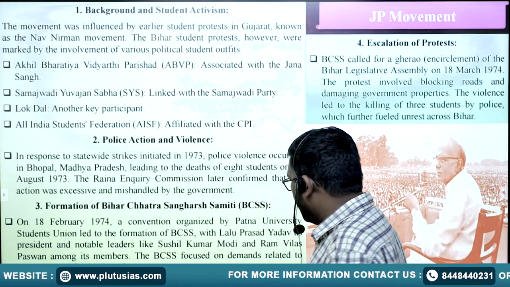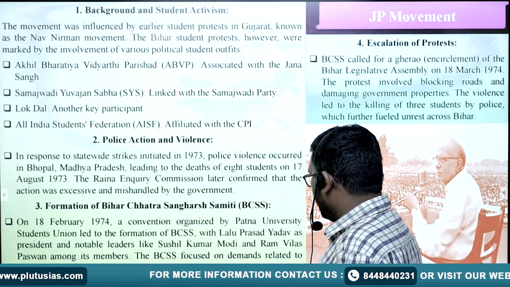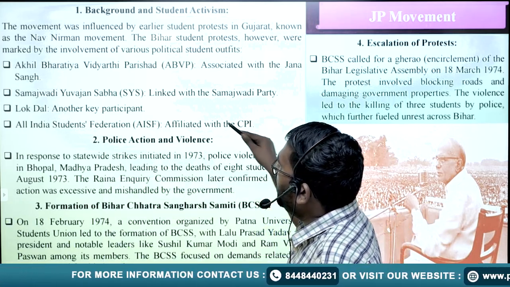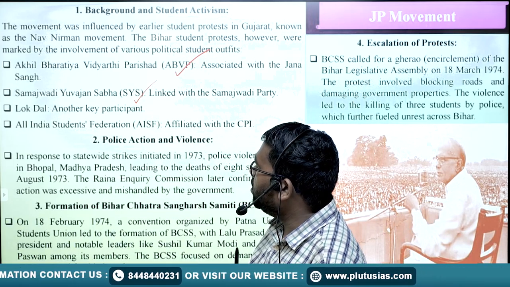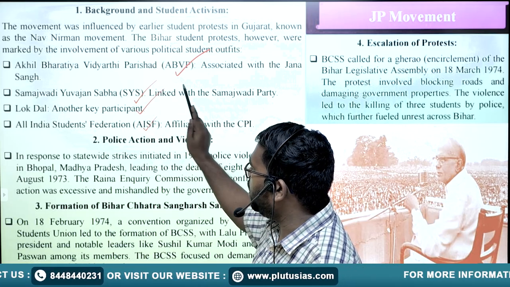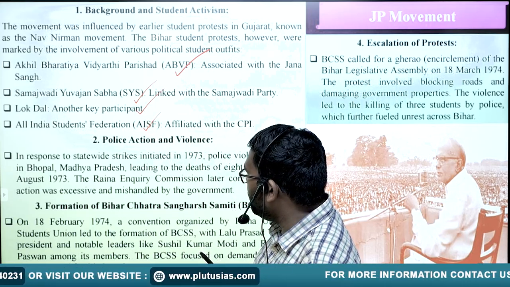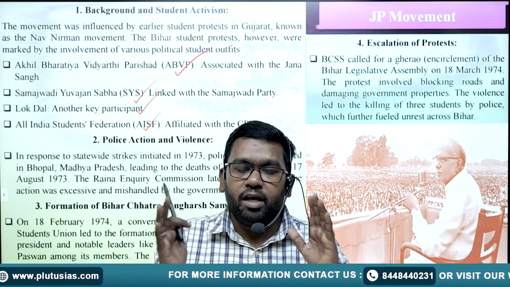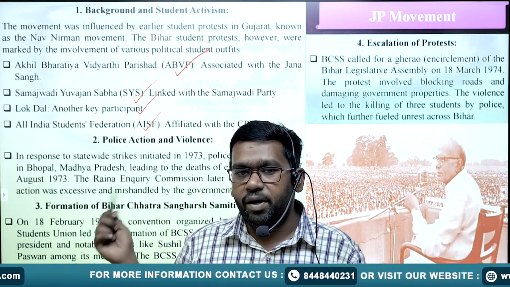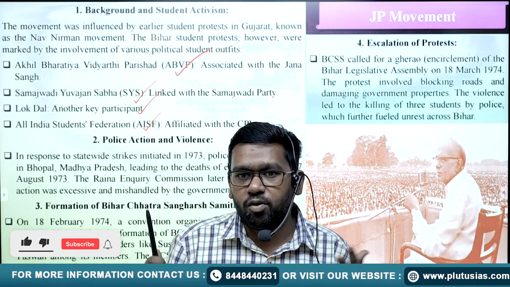These are the important political parties who had formed their important groups in this movement. Which political party? ABVP is one. We have Samajwadi Yuvajan Sabha, we have Lok Dal, then we have the All India Students Federation. These are the important parties, the student wings of the different parties of India. They played a very crucial role in the Bihar movement, that is known as the JP movement or total revolution.